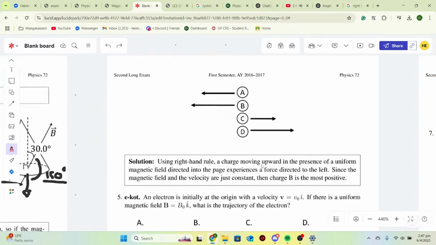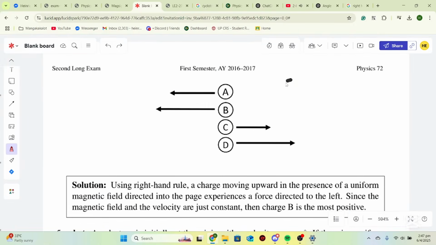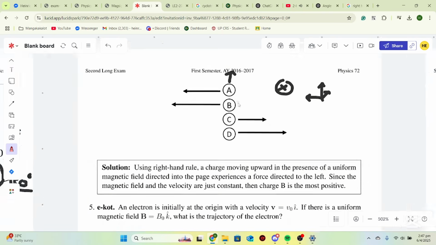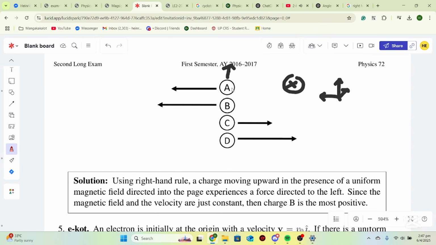We know that the field is into the page, and we know that these charges are moving upwards, so we have to use the right hand rule. Into the page is our middle finger, and up is our index finger. So boom, our thumb will be over here to the left, and we see these.